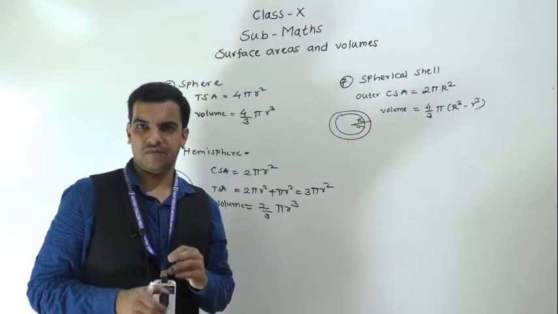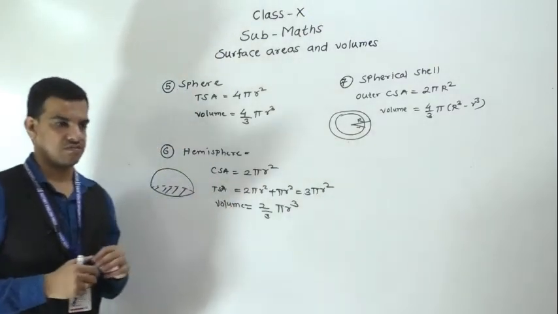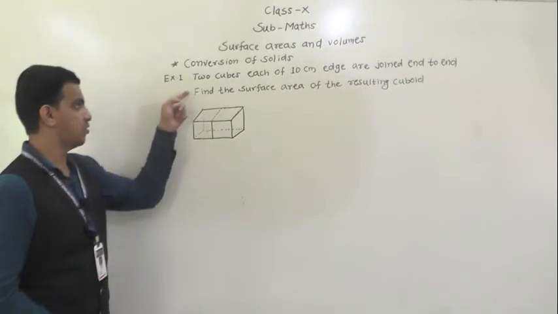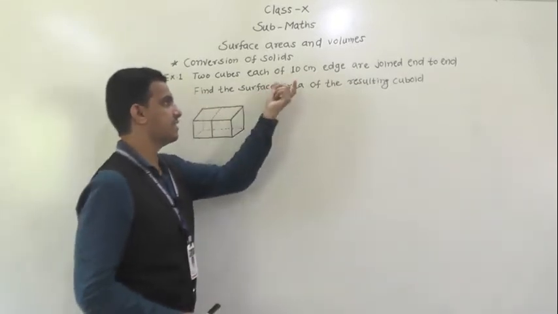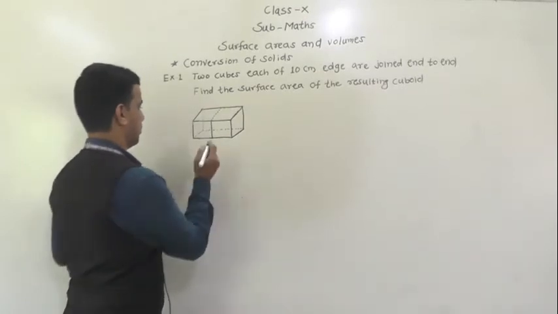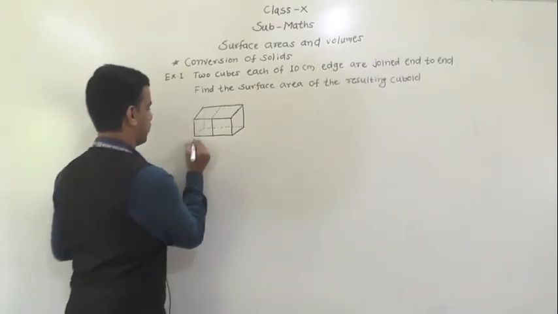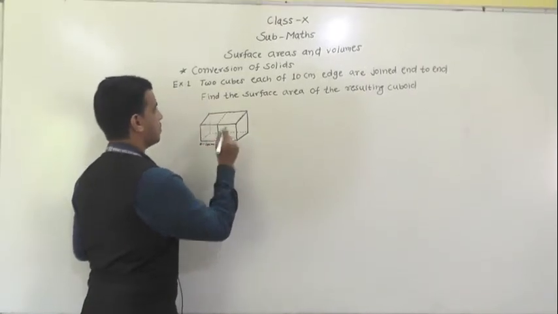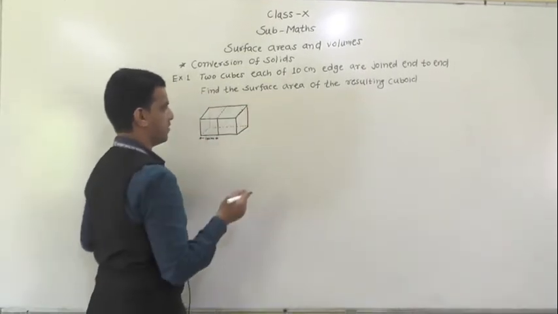Now we will take examples based on this. Now we will solve an example. First one is, two cubes each of 10 centimeter edge are joined end to end. So here we have to join two cubes, each having side 10 centimeter. Find the surface area of the resulting cuboid.